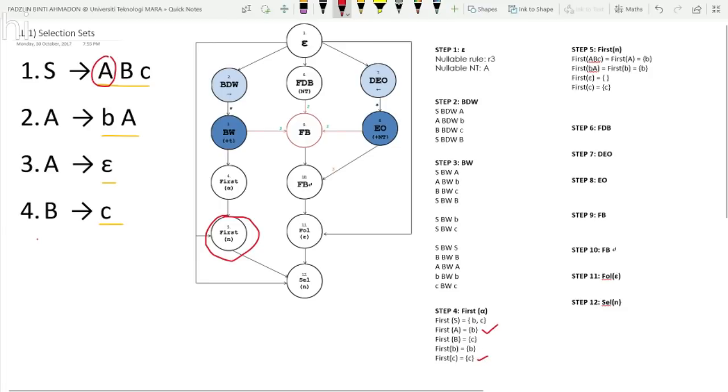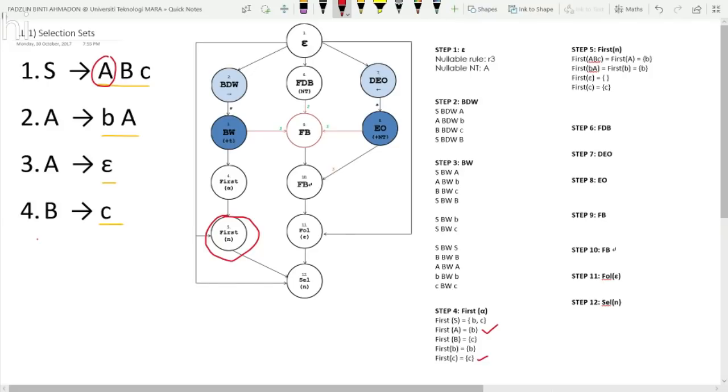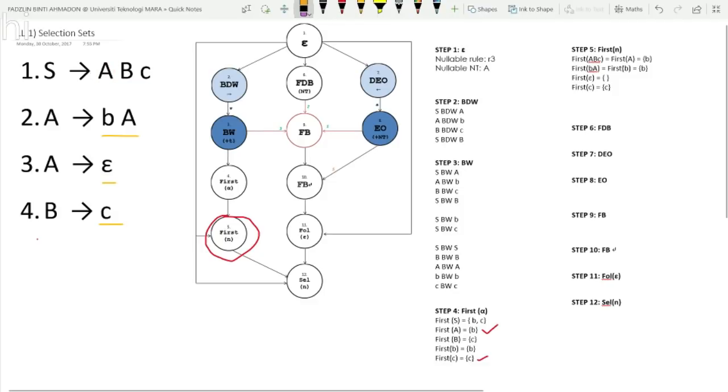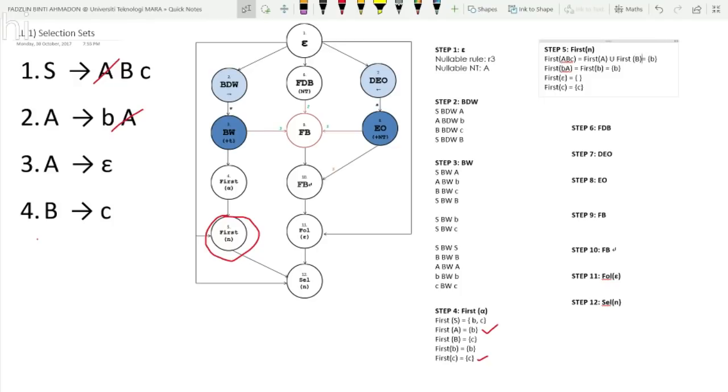But remember, we need to consider nullable non-terminal. So for step 4, we need to consider nullable non-terminal. And again, having a nullable non-terminal, it is like you can cancel the non-terminal out. So if we cancel A out, the first symbol for rule 1 now is also B. So you need to do something to this. First A union with first B, because B can also be the first symbol for first rule, which means it is now not only B, because first B, if you look at our step 4 over here, is C. Now it becomes B, C.